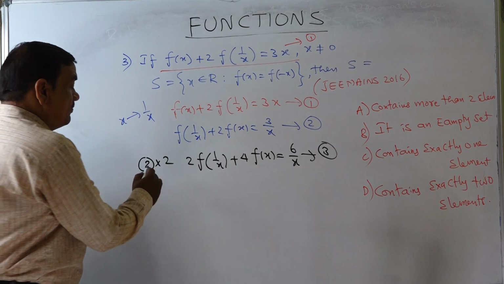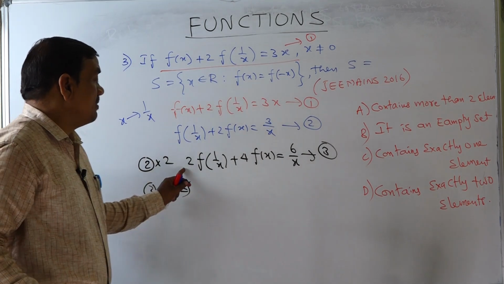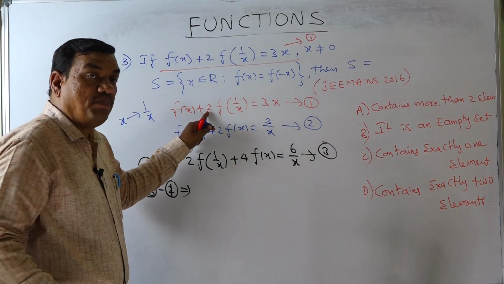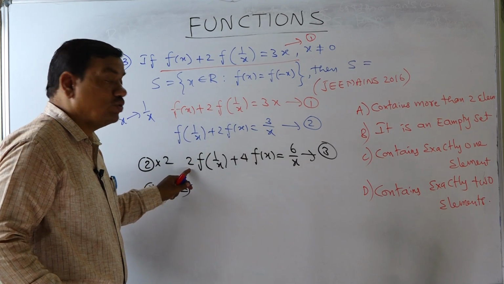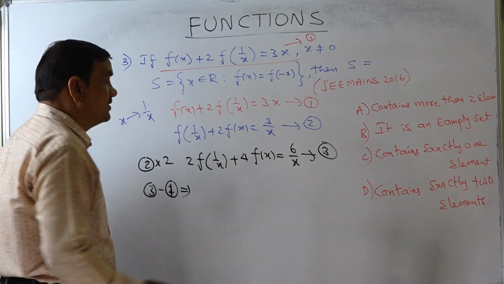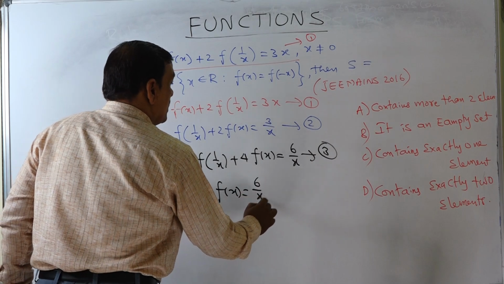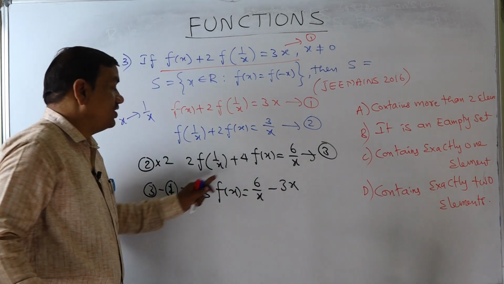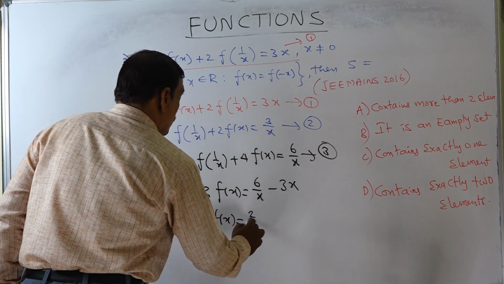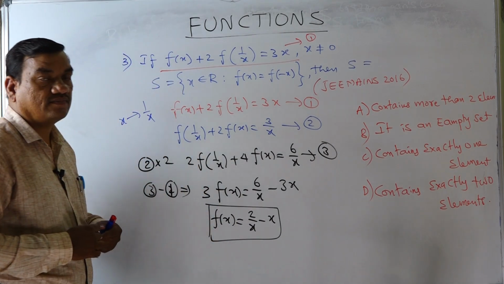Very easy. Therefore, third equation minus first equation will give, so that is minus, minus, minus. Sorry, here minus, minus, minus. Here 2 times f of 1 by x minus 2 times f of 1 by x will get cancelled. 4 f of x minus f of x, so this is 3 times f of x. This is 6 by x minus 3 by x. 3, 6, 3, you can cancel easily. Therefore f of x is equal to 2 upon x minus x. This is your f of x.